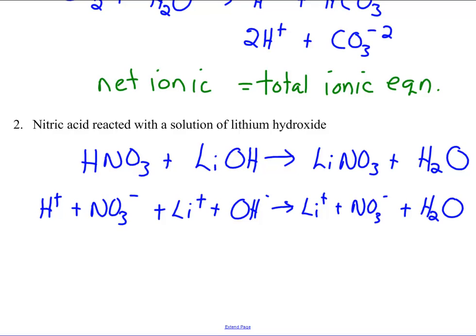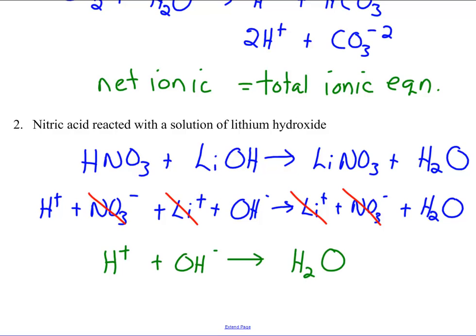From my total ionic equation, I'm going to cross out those things that don't change. I have nitrate ions on the left and on the right, so they get canceled. I have lithium ions on the left and on the right. They get canceled. What's left? Hydrogen and hydroxide ions on the left, so I have hydrogen plus hydroxide, and I end up with water on the right. And so there is my net ionic equation, and it's just the formation of water from ions.